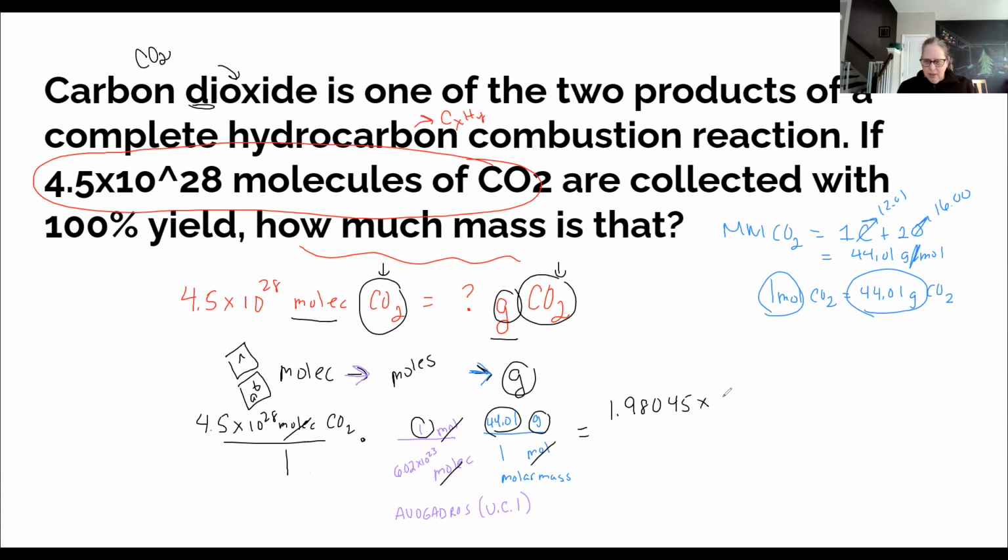1.98045 times 10 to the 30. Okay, notice there's an E over there. Don't just write 1.98 or your problem's going to be way off. And my denominator is, change that to a different color.